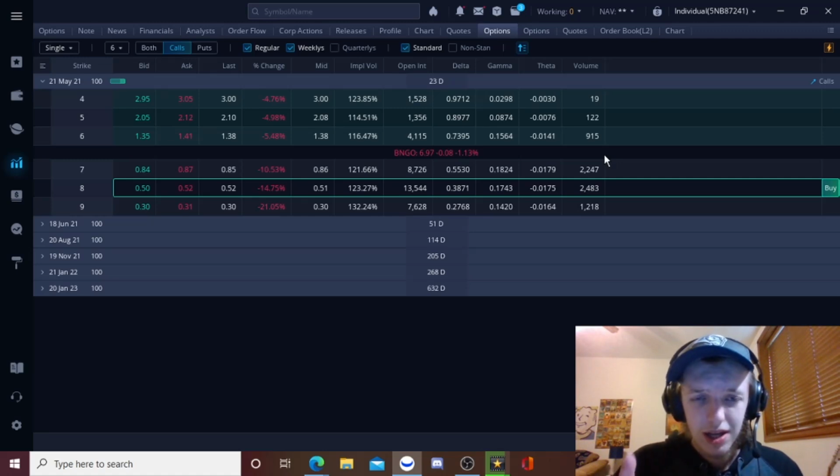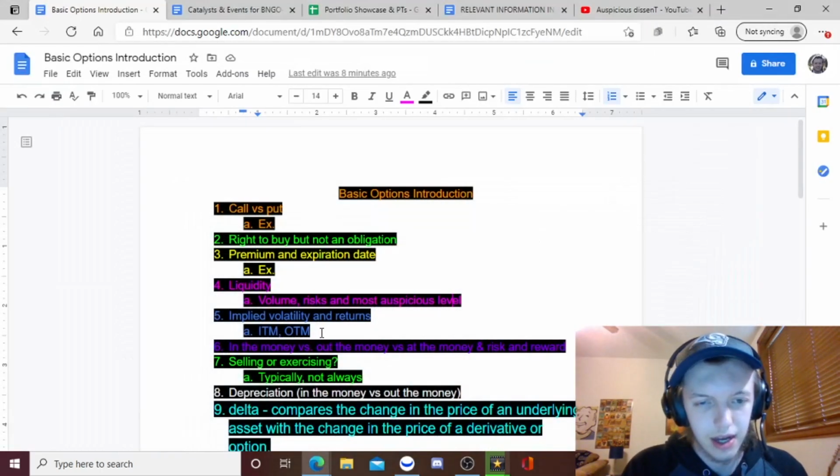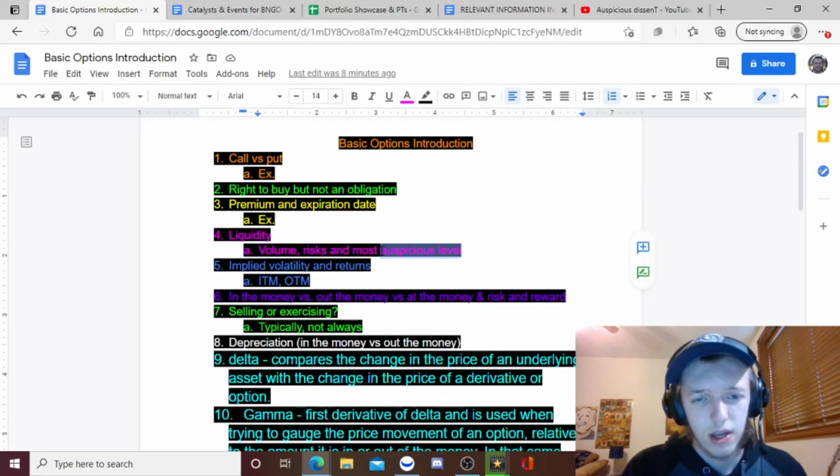The volume in here, the higher it is relative to the other ones, the better and more safe you will be. That is typically what you are going to be looking at. So auspicious level, high volume.